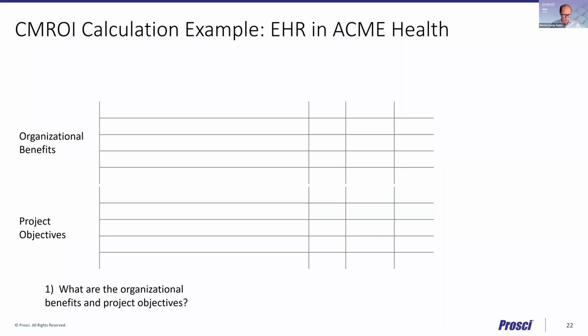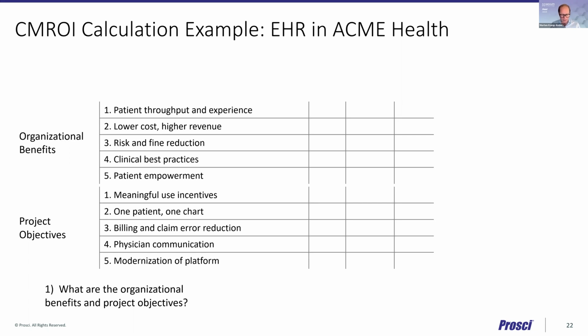So I'm going to take an example. It's a case study about rolling out electronic health records at a hospital. So what are the benefits? What are the objectives? We get a really crisp and clear identification of what it is that we're setting out to achieve. So we have organizational benefits and we have project objectives.